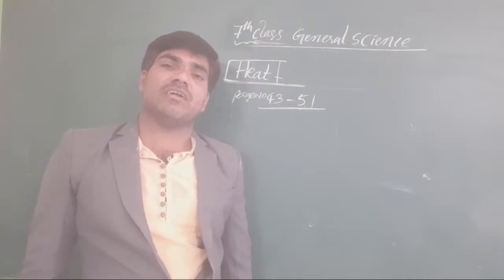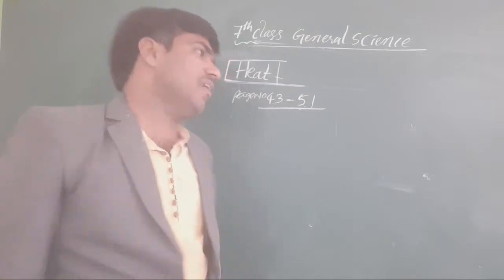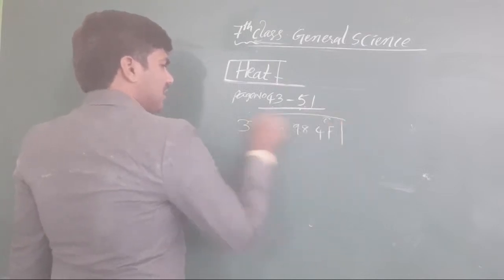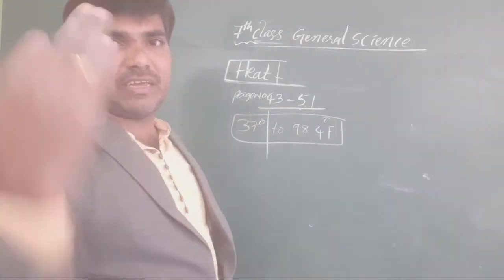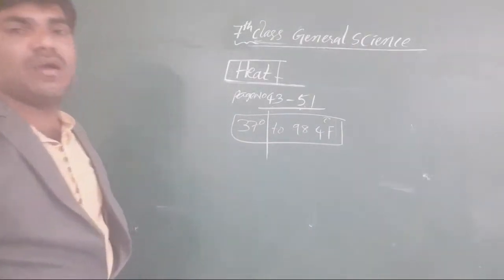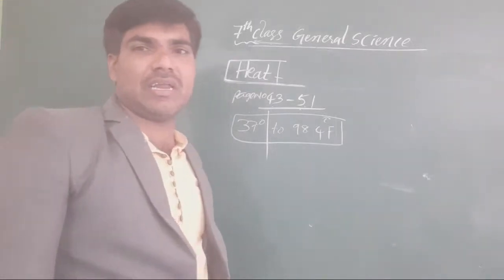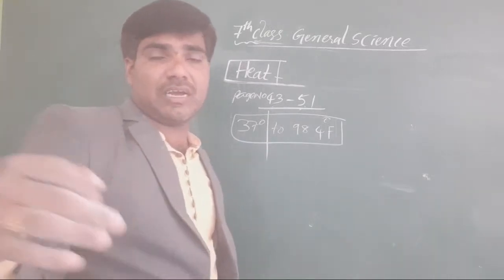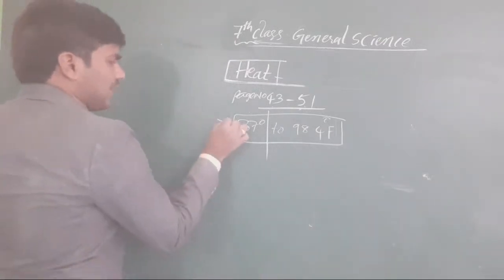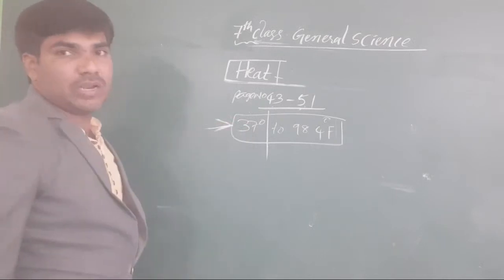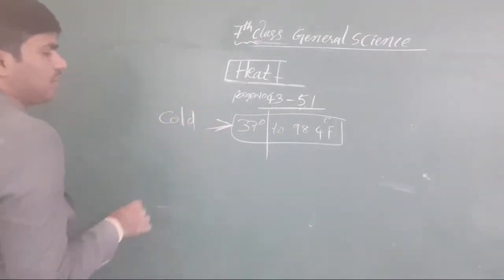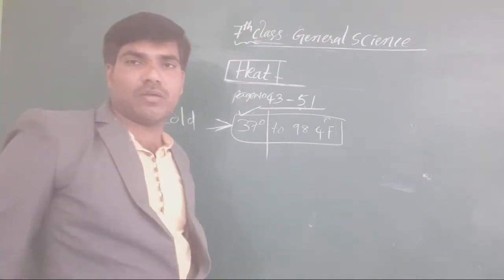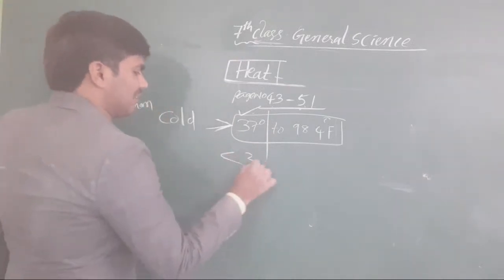Our body has a normal temperature of 37 degrees centigrade, or otherwise 98.4 degrees Fahrenheit. When the environment temperature crosses 37 degrees centigrade or 98.4 degrees Fahrenheit, the human body does not feel comfortable. Why? Because at that time, if the temperature is greater than 37 degrees centigrade, our body becomes the cold body and the environment becomes the hot body. Got it or not?